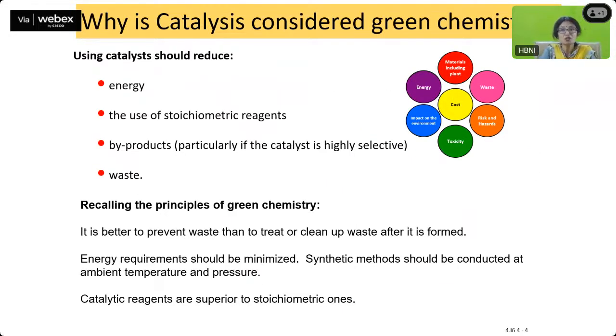Now, why is catalysis considered green chemistry? Because using a catalyst reduces energy consumption. It promotes the use of catalytic rather than stoichiometric reagents. Byproducts are reduced and it generates less waste. Recalling the principles of green chemistry, it is better to prevent waste than to treat or clean up waste after it is formed, and that is satisfied by catalysts. Energy requirements should be minimized, which is also satisfied by catalysts. And catalytic reagents are superior to stoichiometric reagents. That is why catalysis is known as green chemistry.